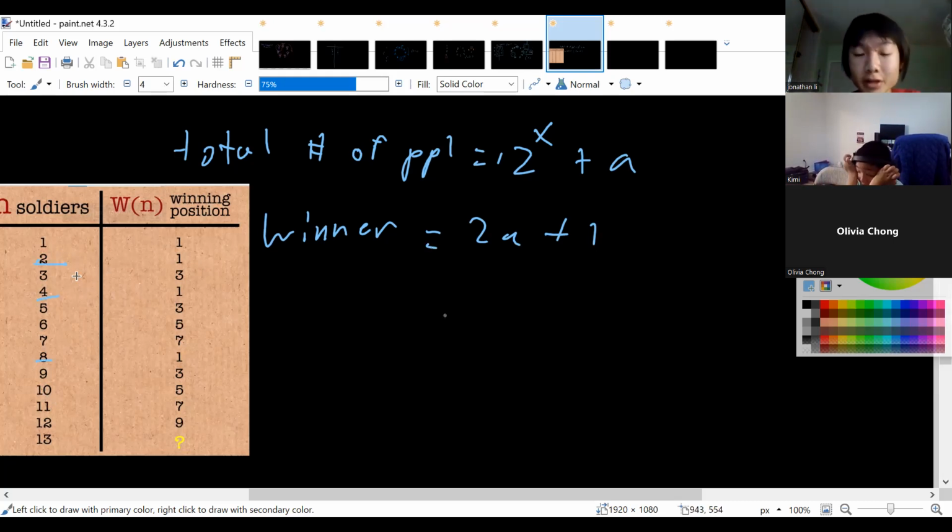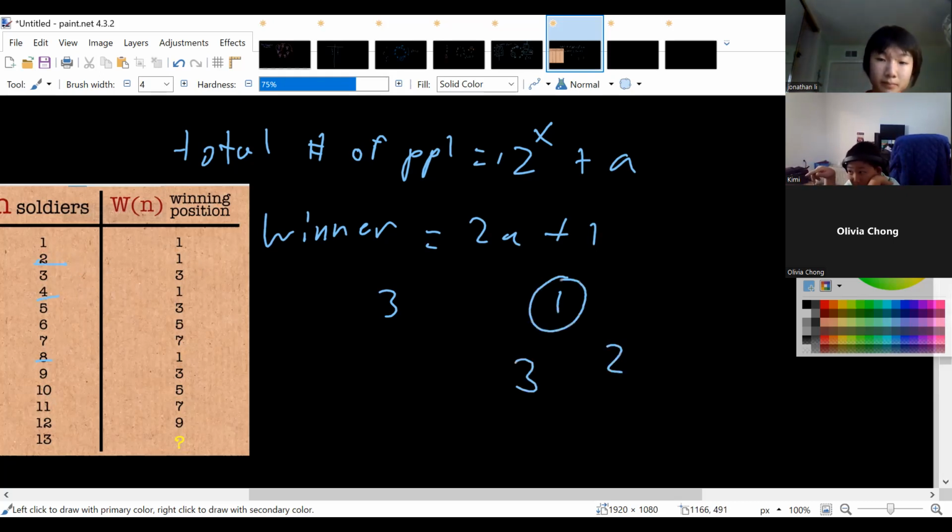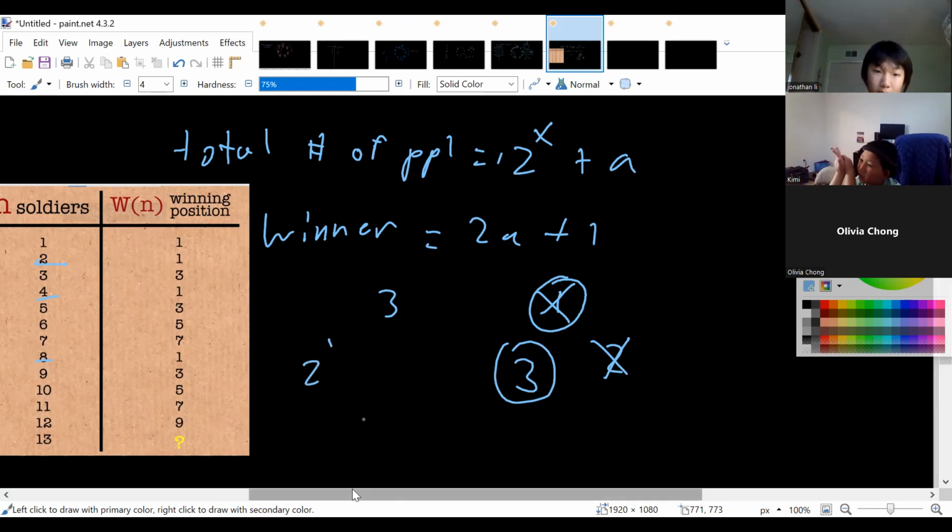So how can you write 3? Like 1 destroys 2, and then 3 destroys 1. So the winner of 3 ends up being 3, but how to make 3 is 2 to the power of 1 plus 1. So if we wrote it like 3, what would A be in this case? It would be 1, right?